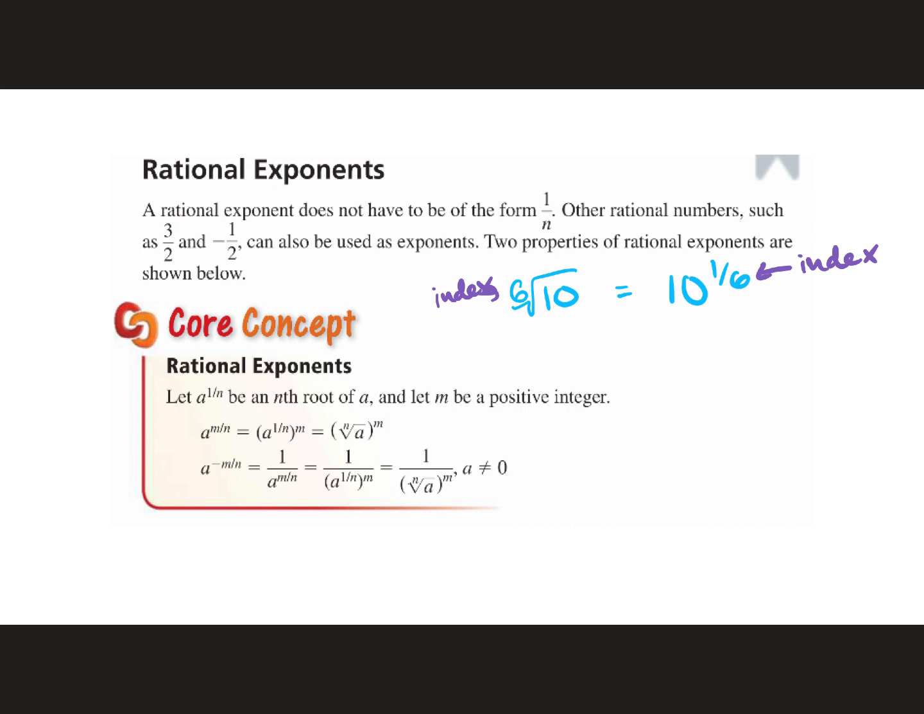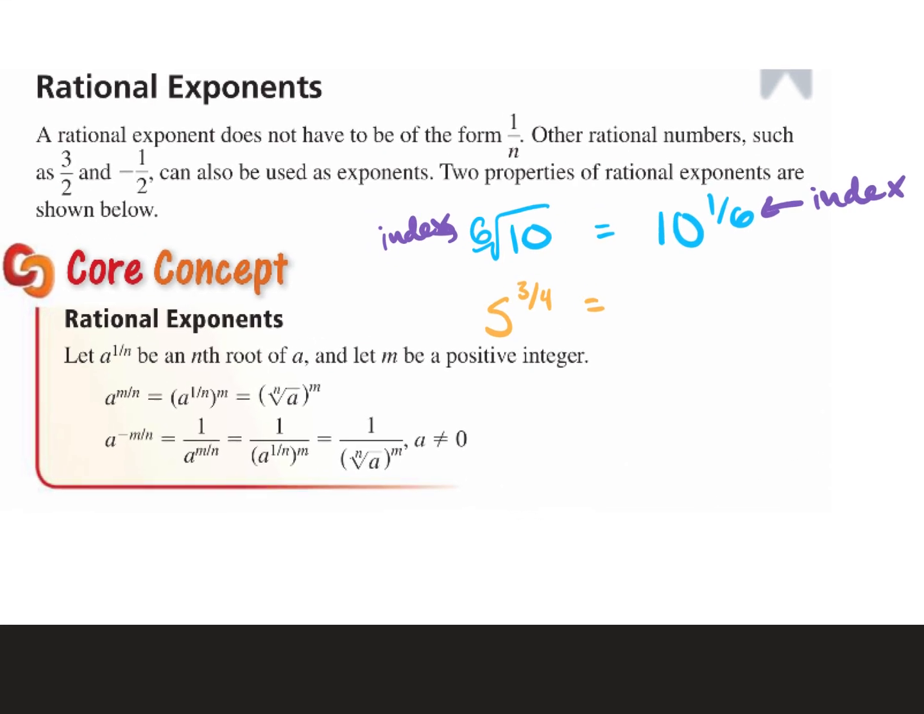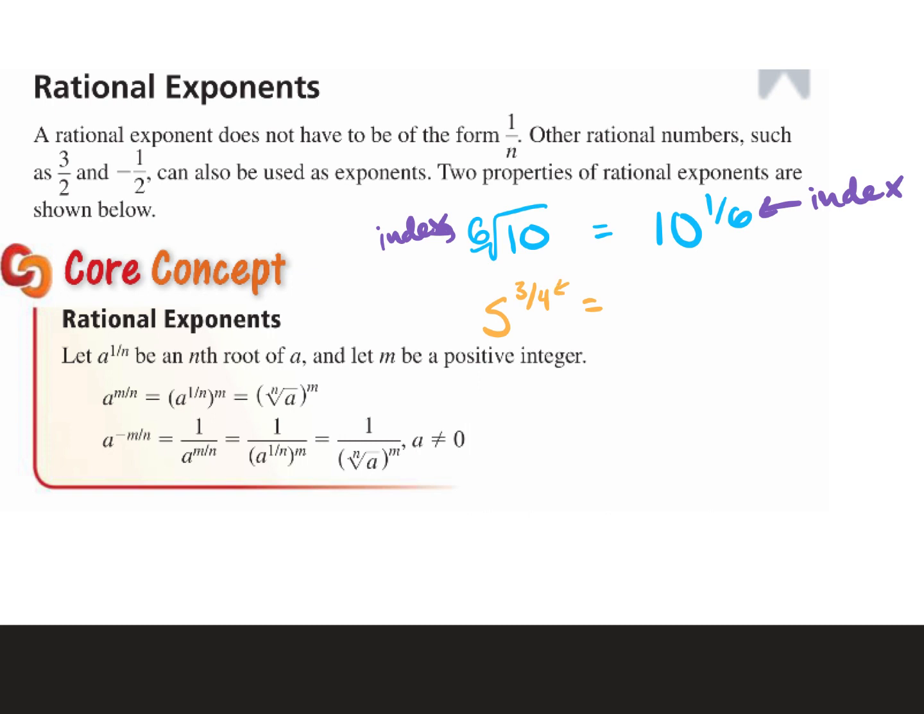Now we also could have a number in the numerator of our fraction. So let's say I had 5 to the 3/4 power. What would my index here be? 4, because the denominator is your index. So it would be the fourth root of 5, and then 3 is our exponent. So the fourth root of 5 to the 3rd power. So we still need that exponent there.